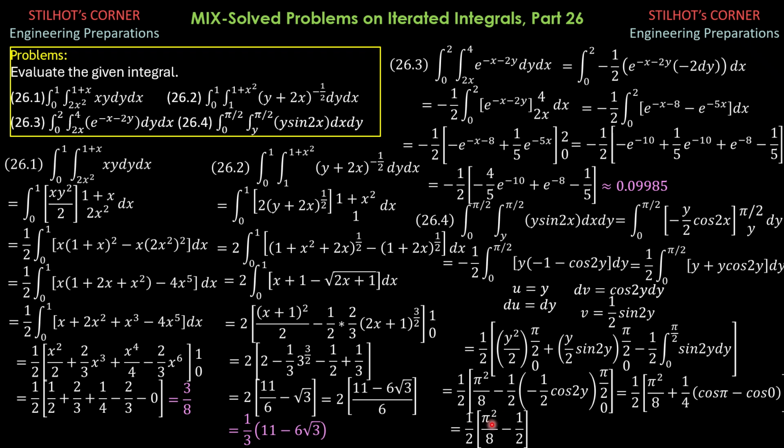So finally, it is pi squared over 16, factor out 1/8. So pi squared over 16 times quantity, or simply 1 over 16 times quantity pi squared minus 4. So that's the answer to that integral. So that's it for this video.